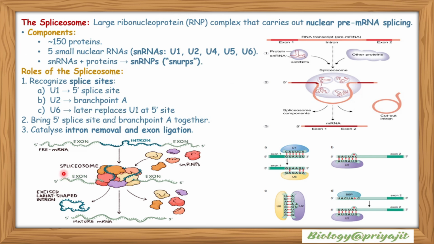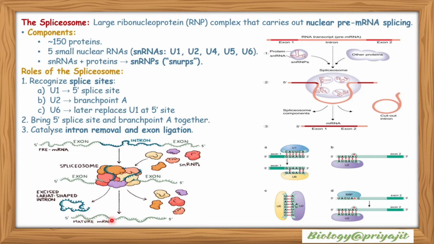So this is the image showing the spliceosome when attached to the pre-mRNA. There are exon and intron sequences with the help of snRNPs. snRNA means small nuclear RNA, and it combines with various proteins to form the snRNPs, which together form the spliceosome machinery. This is the excised lariat-shaped intron, which is found in the case of spliceosome-mediated splicing and also in group 2 introns.